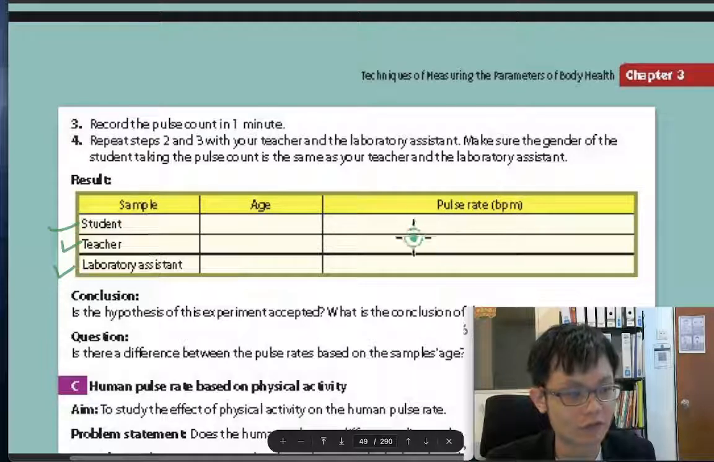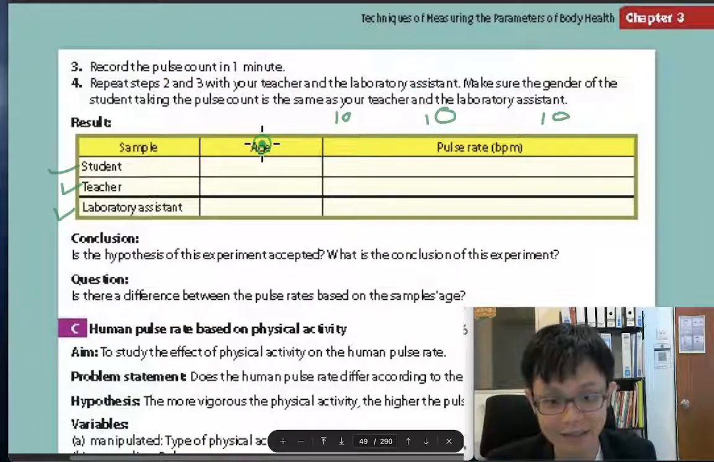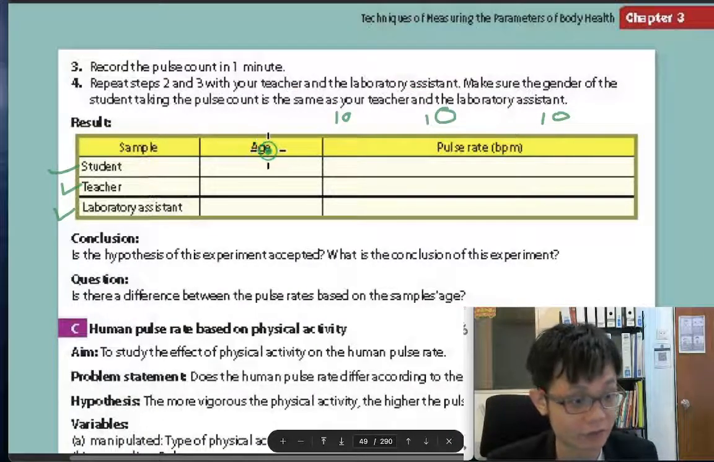So you do your student, teacher, laboratory assistant. Don't do it for one person. Maybe you want to find 10 students, 10 teachers, and 10 uncles, like your principal. Okay, then you do the experiment. See whether there is a difference in the average pulse rate.